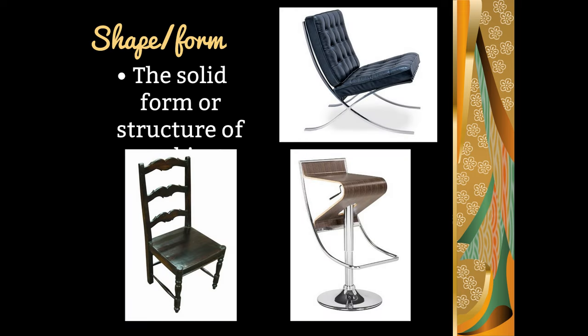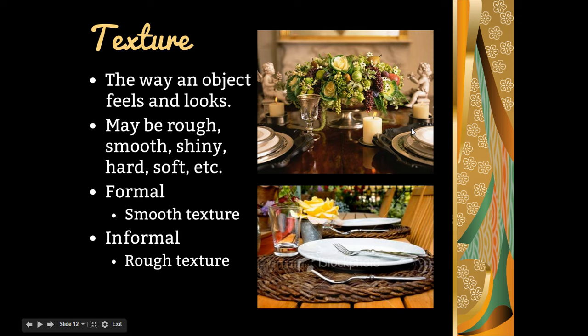Okay, your next element is shape or form, which is the solid form of a structure. All right, it's the shape that it creates from the piece of furniture. So sometimes it could be just like a 90-degree angle. Sometimes it could be beyond a 90-degree angle, 45-degree angle, etc. The next one is your texture.